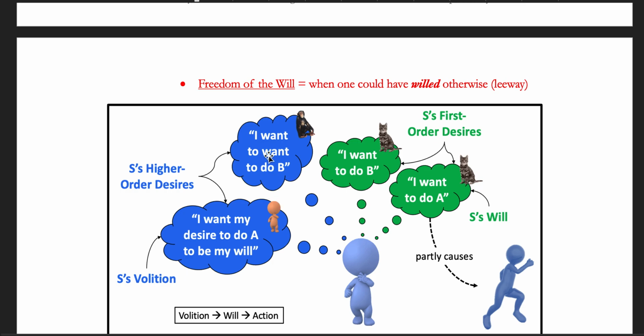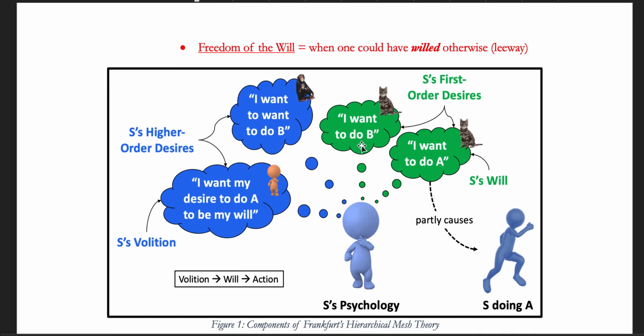Your higher order desires are things like, I want to do B. And so maybe you don't mind this desire. Maybe it's not a bad desire. You do want that desire. But after you think about it, maybe you want your desire to do A to actually be your will. You're like, I don't mind having both of these desires. I like both of these things, and I just need to pick one. And then you think, okay, I want my desire to do A to be effective. It is having that extra: not only do you want to do B, but you want to do A, and you want A to be effective, to be your will. That's the volition.